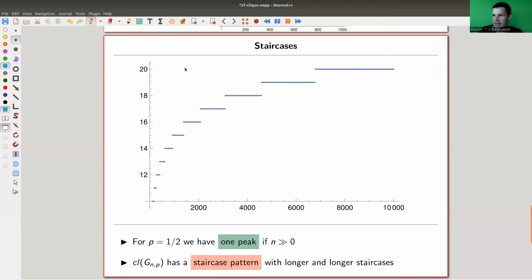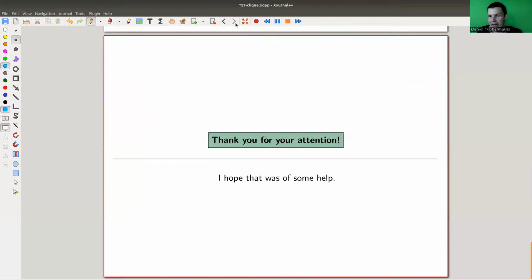So here is the clique number, and this is the number of vertices, and I of course again use p of 1 over 2 because it's the most exciting value, I guess. And you can clearly see that the clique number, up to some low number fluctuations which I'm ignoring, is completely constant on a certain slice that gets longer and longer on this staircase. Constant in the sense that almost all graphs have this clique number. And there's only 1 peak if n is large enough, and it has this funny staircase pattern, which is a really beautiful statement, I think.